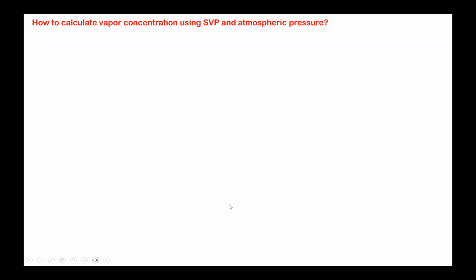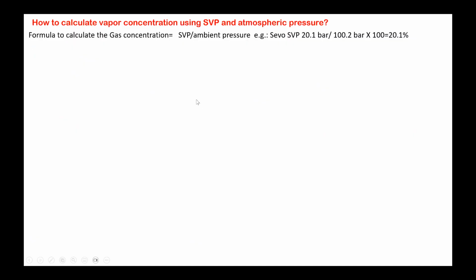How to calculate the vapor concentration using SVP and atmospheric pressure? It is a very important point. For calculating the gas concentration, you must know the saturated vapor pressure of that liquid divided by the ambient pressure. For example, the saturated vapor pressure of sevoflurane is 20.1 kPa, whereas the atmospheric pressure is 100 kPa. So 20.1 divided by 100, you almost get 20%. That is the gas concentration.